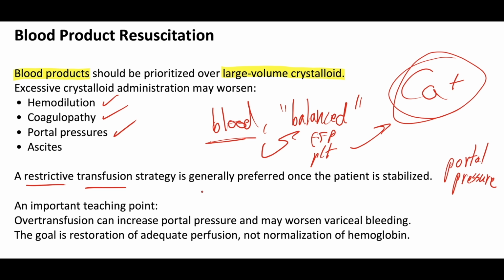So look at mental status, look at urine output, look at markers of end organ perfusion, creatinine, lactate, LFTs, all that jazz, and transfuse them to the degree you need to maintain organ perfusion, but don't just go, quote unquote, hog wild, because you could over resuscitate them, and that could worsen bleeding by increasing those portal pressures. All right. Oh, we actually wrote this down. Overtransfusion can increase portal pressures and may worsen variceal bleeding. The goal is to restore adequate perfusion, not normalization of the hemoglobin.